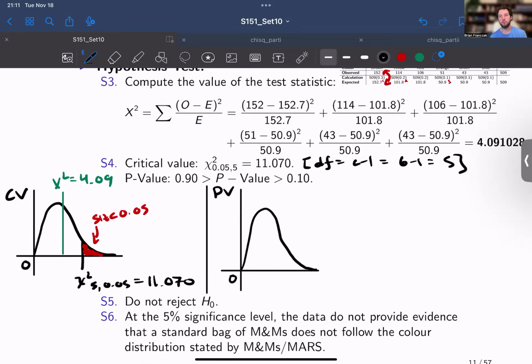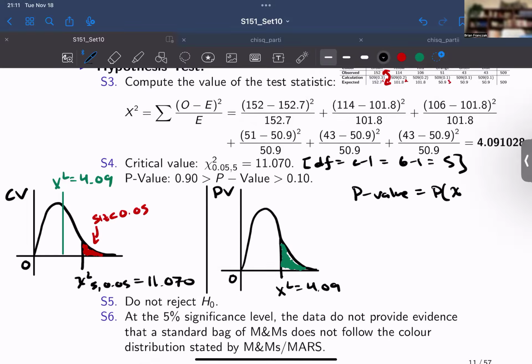Okay, now if I take the p-value approach, it's going to be the same idea. So I start by sketching my chi-square curve. Then I'm going to mark down my test statistic. Okay, and then again, I'm always going to be working in the upper tail. So the p-value here is equal to the probability that a chi-square exceeds 4.09, which is going to be on 5 degrees of freedom.